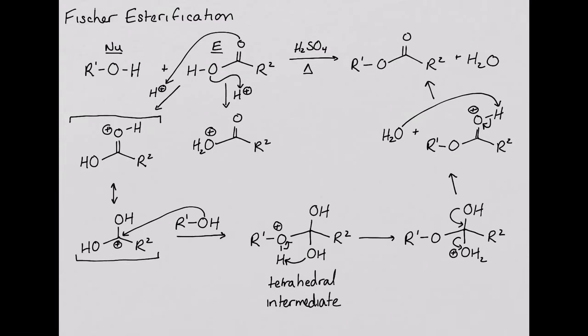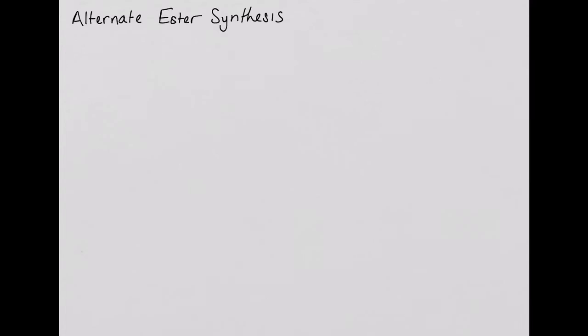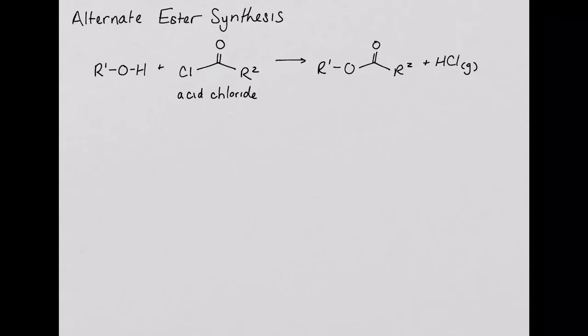An alternate method of synthesizing esters is very similar to the Fischer esterification, except it typically is more favorable. This synthesis reacts the alcohol with the acid chloride instead of the carboxylic acid. This produces the ester and hydrochloric acid. The mechanism for this reaction is similar to that of the Fischer esterification, except that it doesn't require treatment with strong acid and heat.